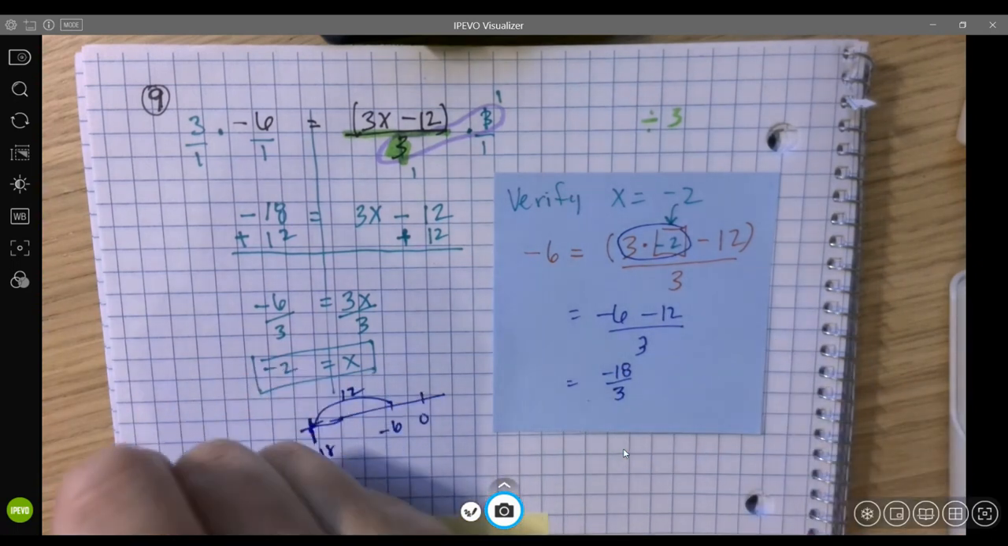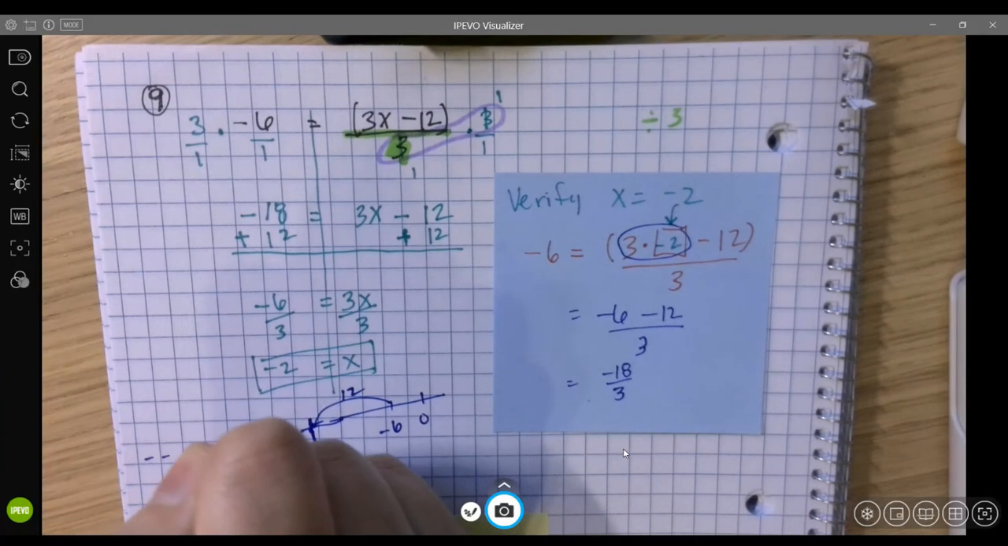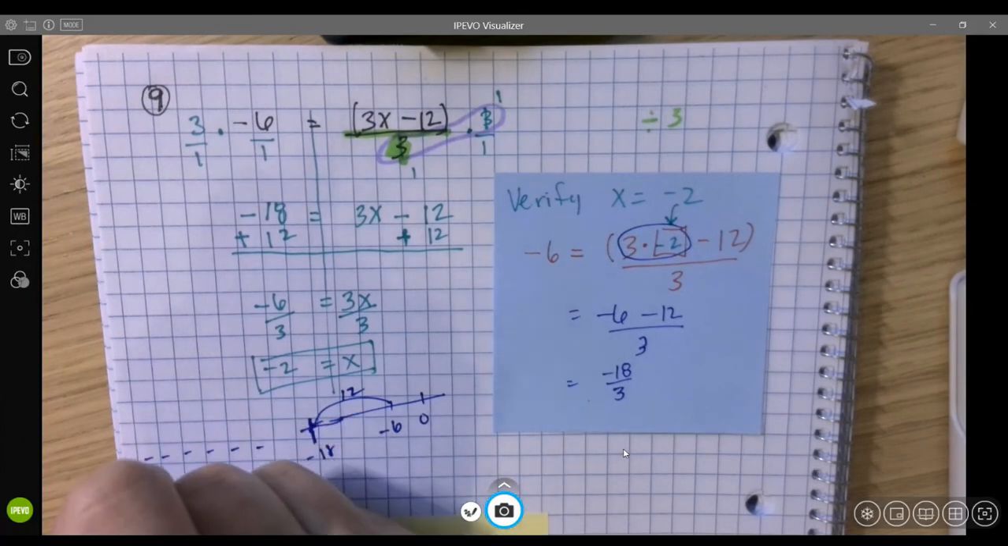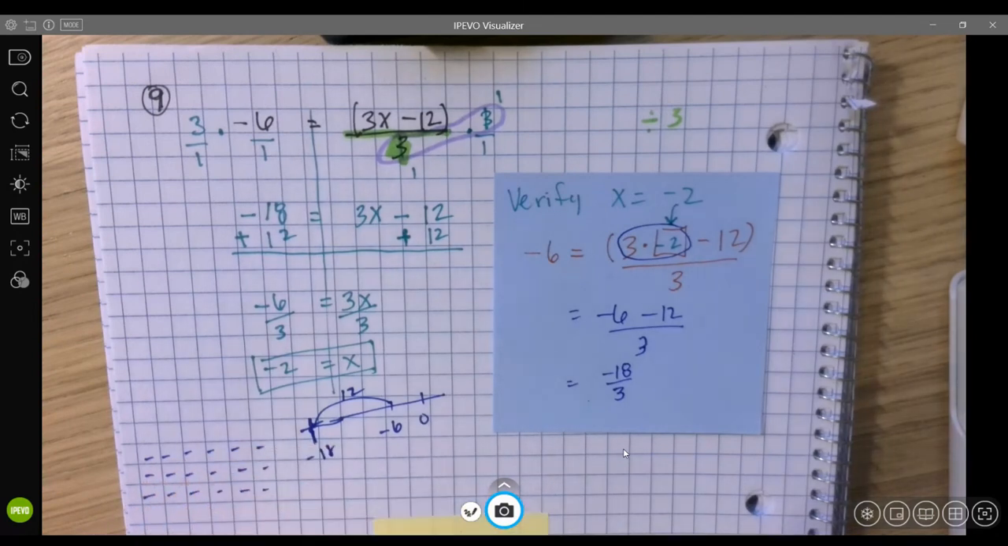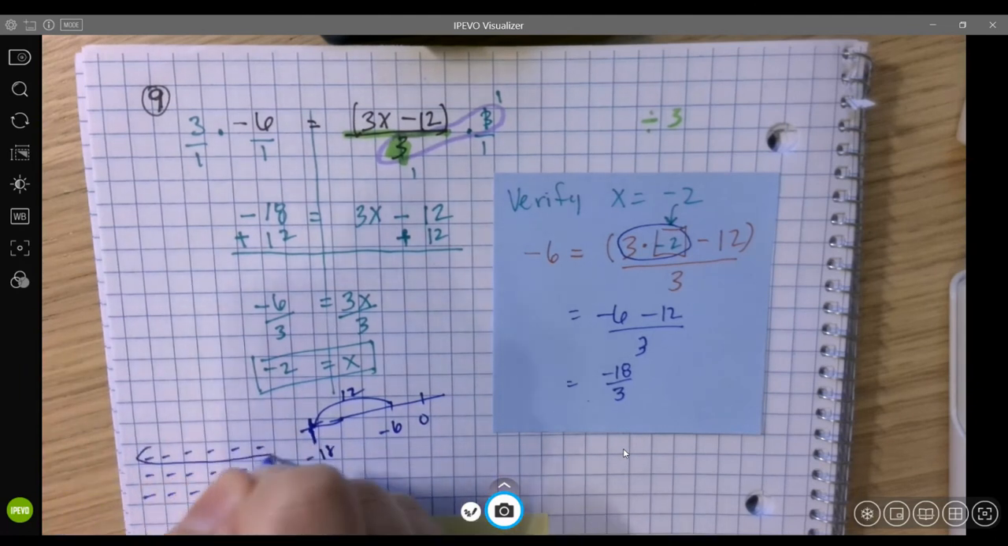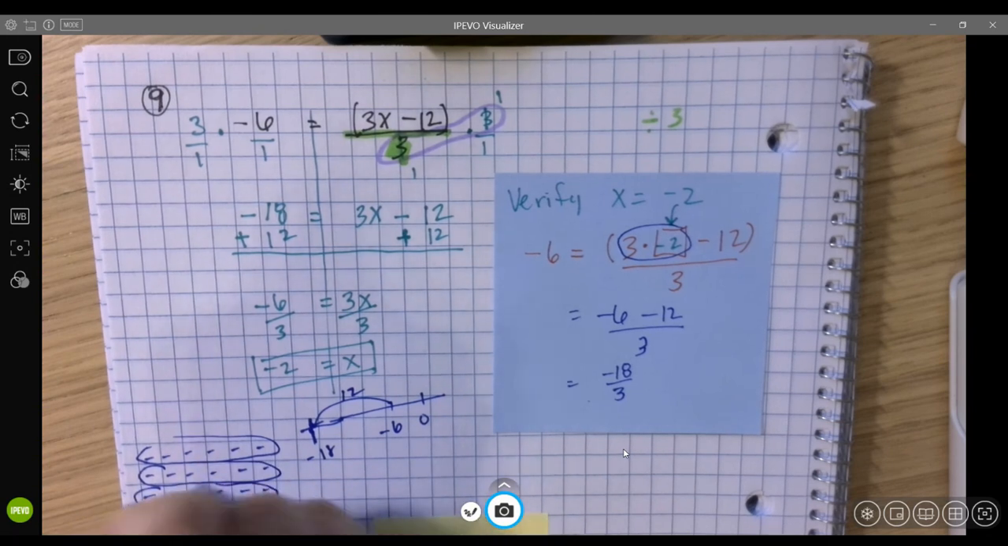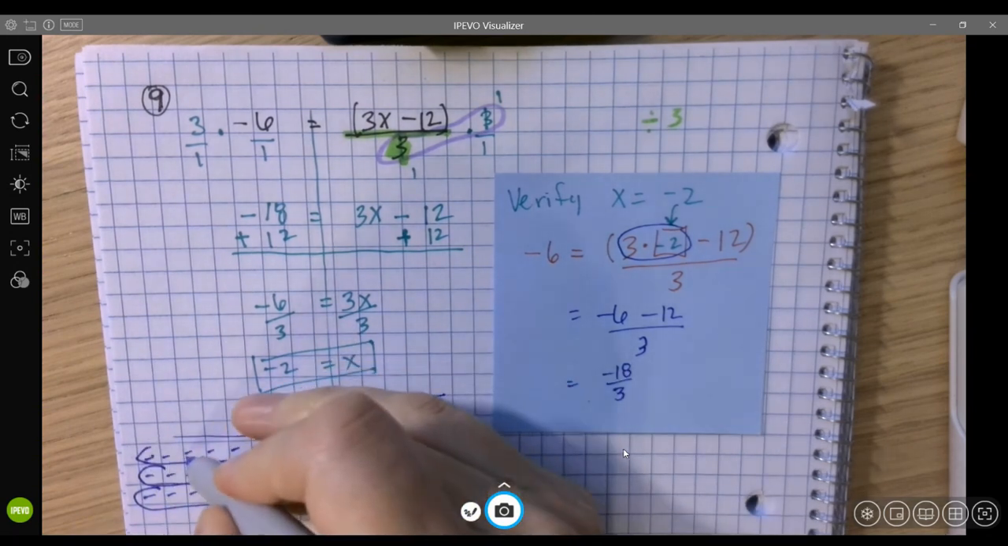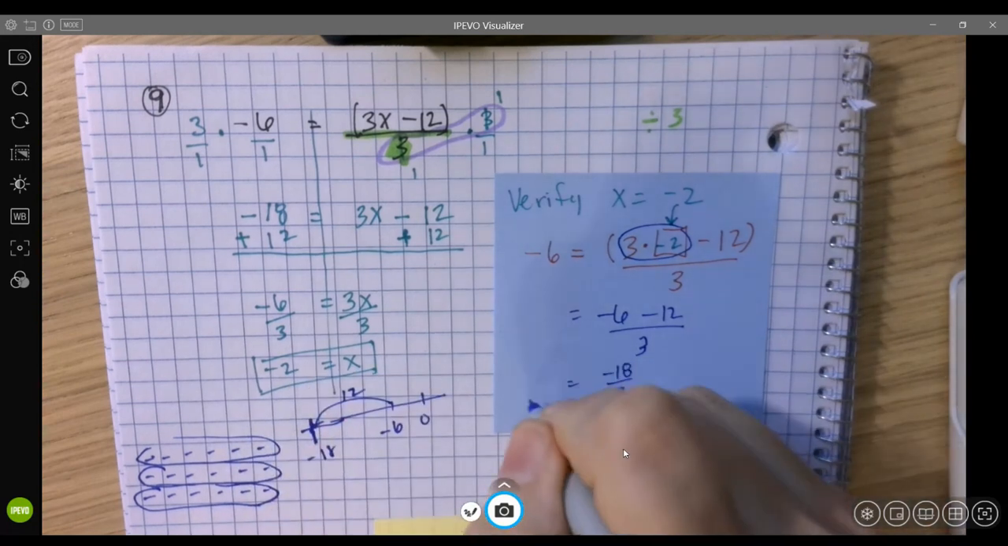If I had 18 negatives, 1, 2, 3, 4, 5, 6, 7, 8, 9, 10, 11, 12, 13, 14, 15, 16, 17, 18, and I'm dividing it into 3 groups. There's one group, there's another group, there's another group. In each group, there's 1, 2, 3, 4, 5, 6. So each group has -6.